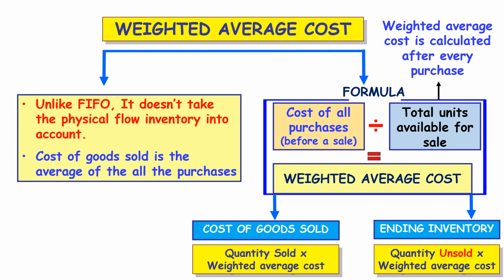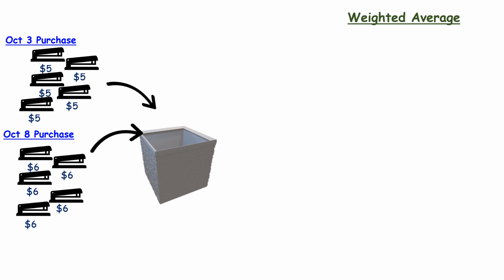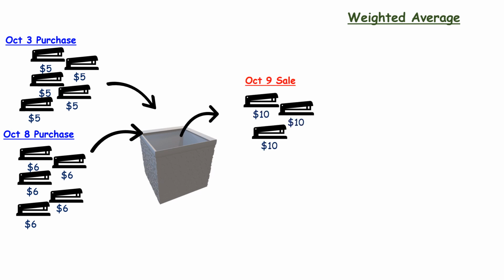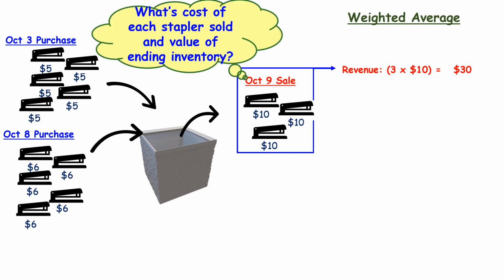Let's go back to that same example of the staplers to answer the question. When I put in the first purchase here, I put in the second purchase here, and I make a sale of 3. Calculating the revenue is simple, that's $30. But what is the cost of goods sold? Well, I need to calculate an average cost.